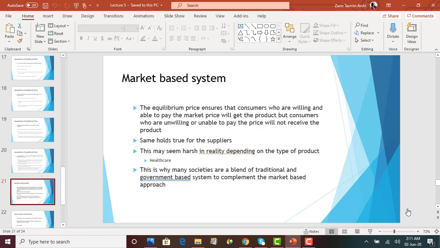Maybe there are some suppliers who can produce at a lower price, but they cannot produce at that price, and for some products this seems a little bit harsh. Let's say healthcare. Now, healthcare is kind of a right for all human beings, right? So if we are allowing a free market system for healthcare, that means there will be some consumers who will not be able to get healthcare services, and there will be some producers who will not be able to provide healthcare services. So that is when the government comes into play in the market.